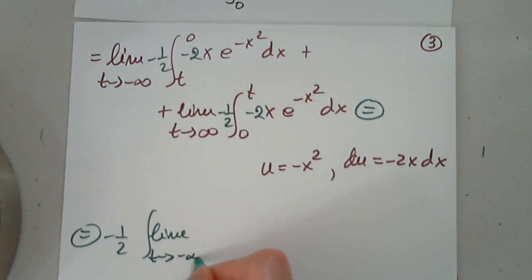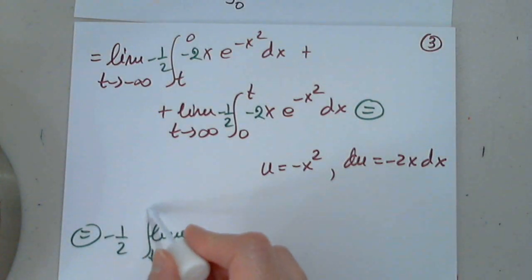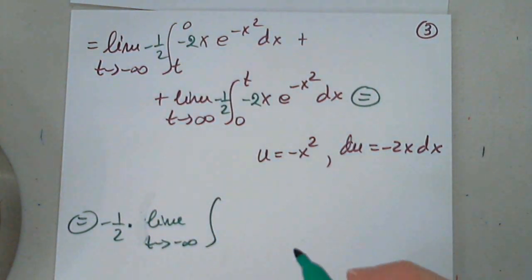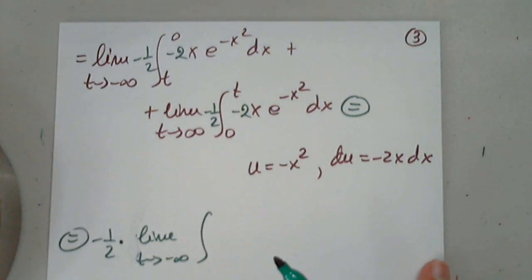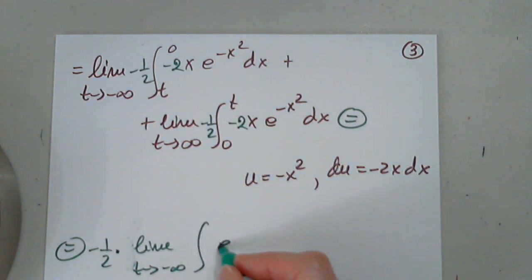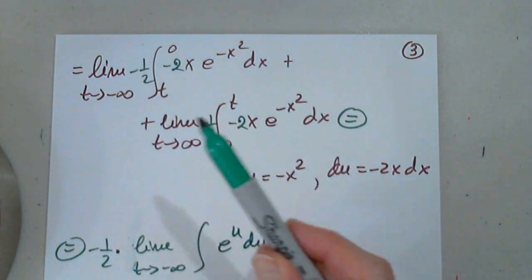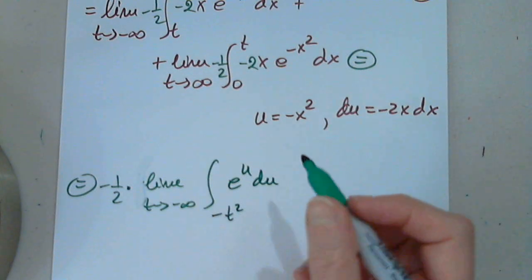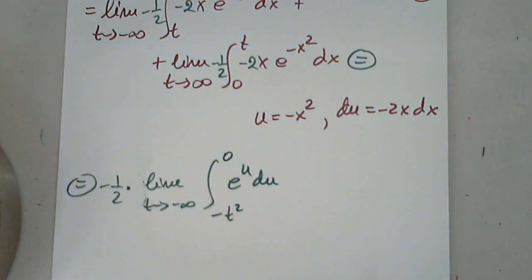The limit as t approaches negative infinity. I don't want any confusion. We're not there yet with the integral. We still have the limit. From the integral, let me remove this. So what I have here is e to u du. But careful, when x is t, the lower limit is -t squared. When x is 0, the upper limit is 0.